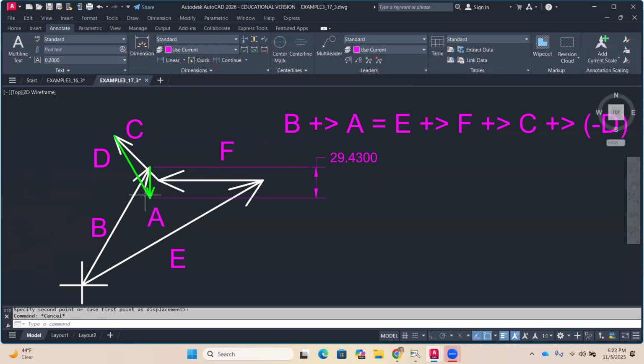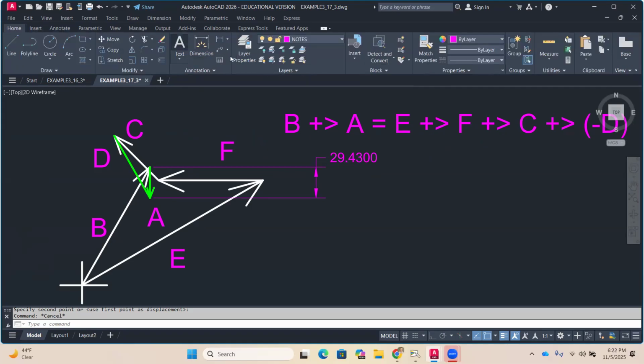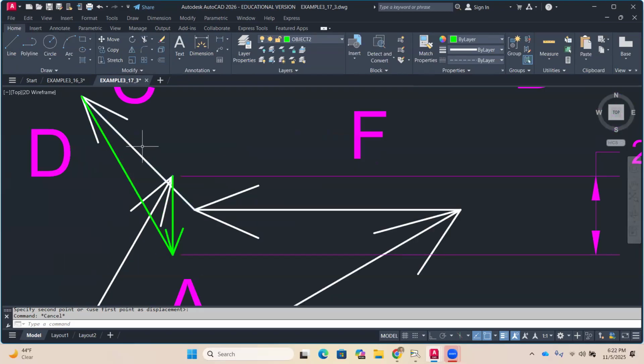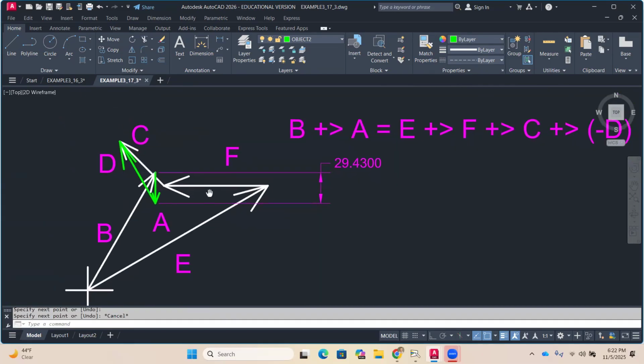Up and to the left. We are solving for positive D. So you're going to draw in here D going up and to the left, okay? So I got to go back over here. I got to go back to object 2, and my arrowhead is going to go up and to the left. Does that make sense to everybody?